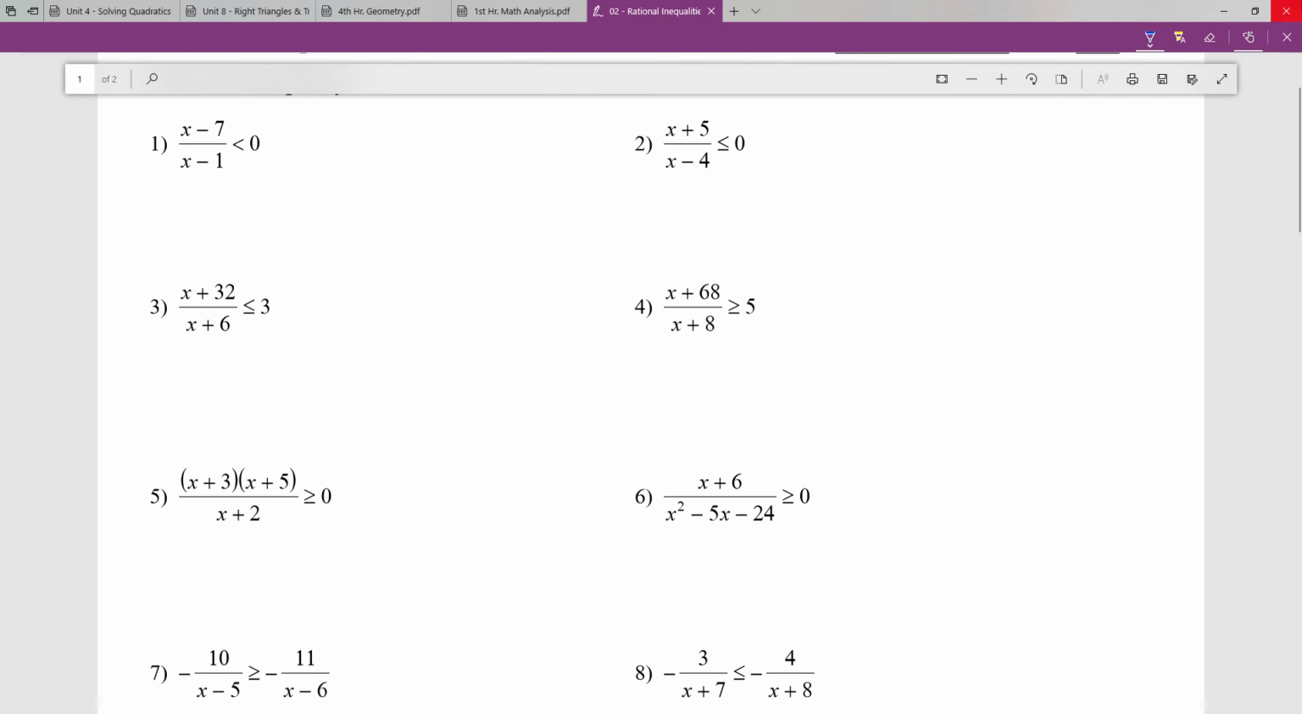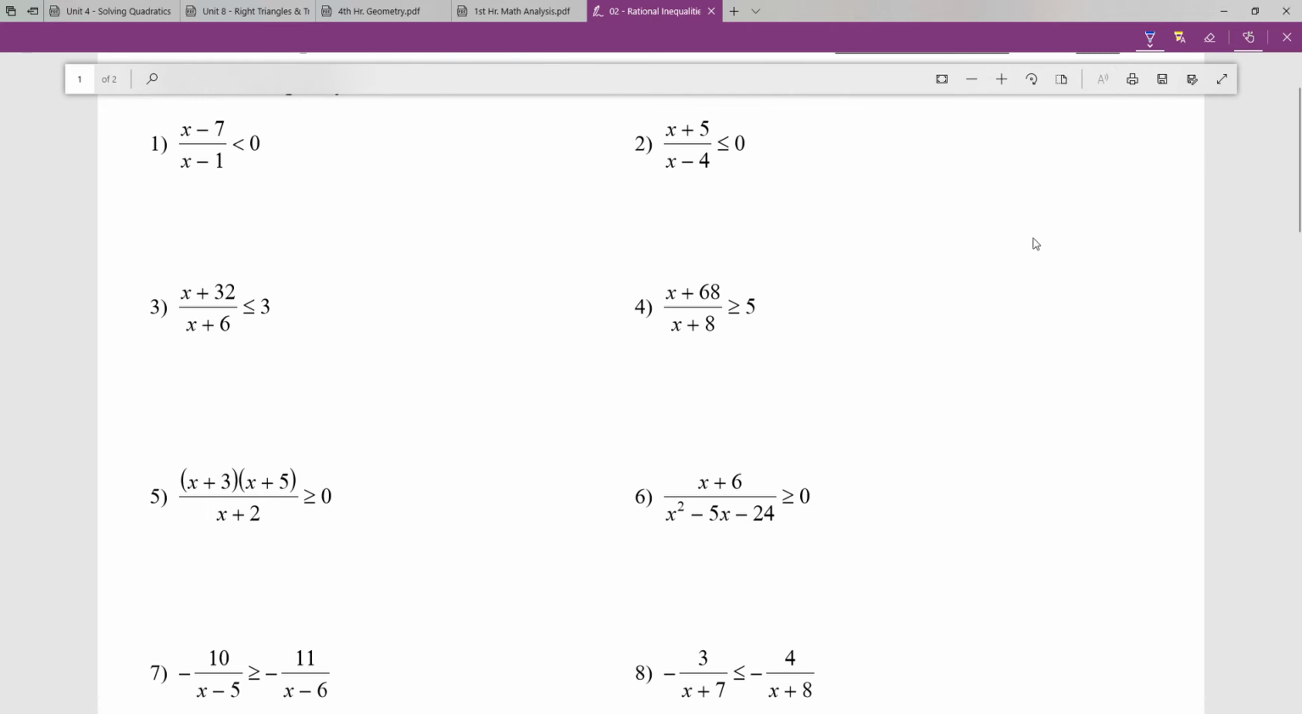Alright, so we are going to try out some rational inequalities here. Now what we're going to do is start with some simpler, more fundamental rational inequalities like number 1 here, and then we are going to move on to some more complex ones that you'll see closer to the bottom of the page.